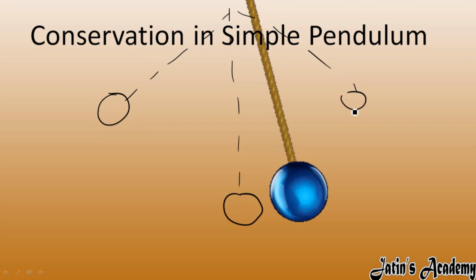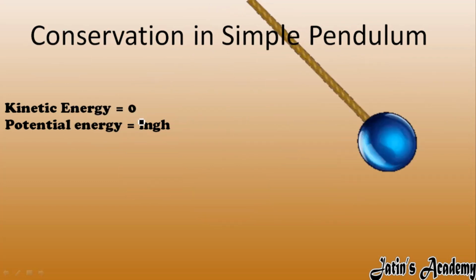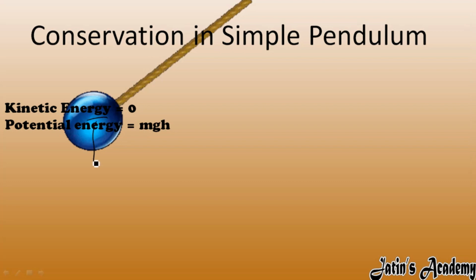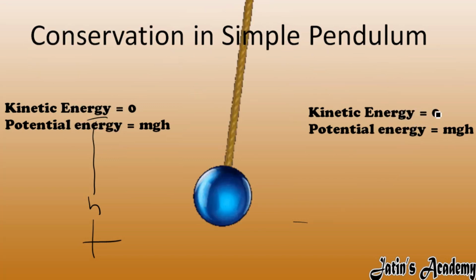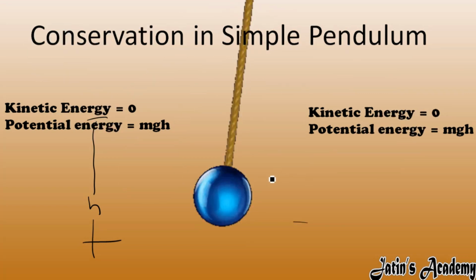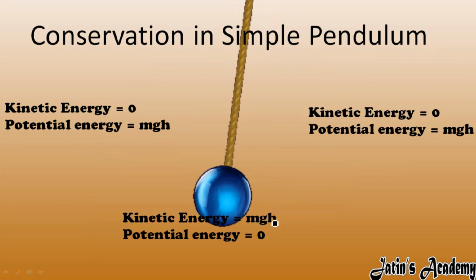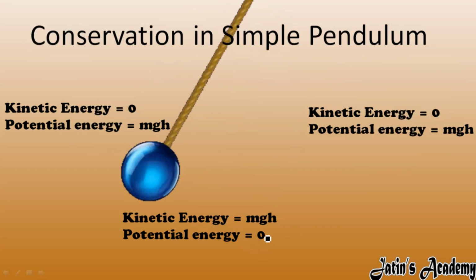So at the extreme position, kinetic energy is 0 and potential energy is maximum. Why? Because at the extreme position the height from the ground, or height from the mean position, is maximum, but the velocity of the body is 0. So that's why at this point kinetic energy is 0 and potential energy is maximum. At the other extreme point the story is the same: kinetic energy is 0 because velocity is 0, as it stops at this point, and potential energy is maximum. And at the mean position, we have kinetic energy maximum, which equals the potential energy, and potential energy at this point is 0.